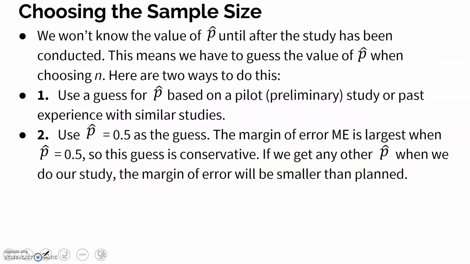All right, so there are a couple of ways to find P hat. So this slide addresses how do we get P hat, and there are two ways to do this. For one, you can use a guess for P hat based on a pilot or a preliminary study or past experiences with similar studies. And another way you can use P hat is to always use 0.5 as a guess.